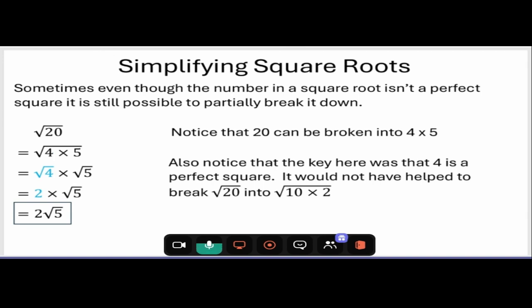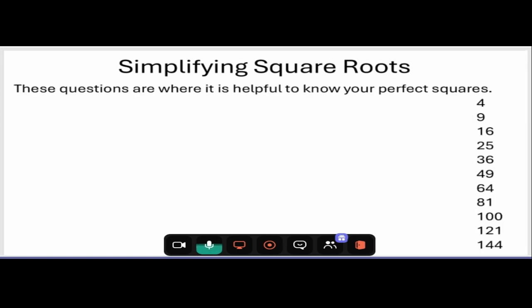I do have students sometimes, they all get it eventually, don't worry, but they'll come up to me over and over the first day they learn this and say, "Why isn't this working?" And they've broken 40 into 8 times 5. Well, 8 isn't a perfect square and 5 isn't a perfect square, so that's not going to help you, right? You need those perfect squares. There they are again on the right. Either list them on your cheat sheet or have a times table sheet with you, and remember that they're down the diagonal. So let's try a few of these here.